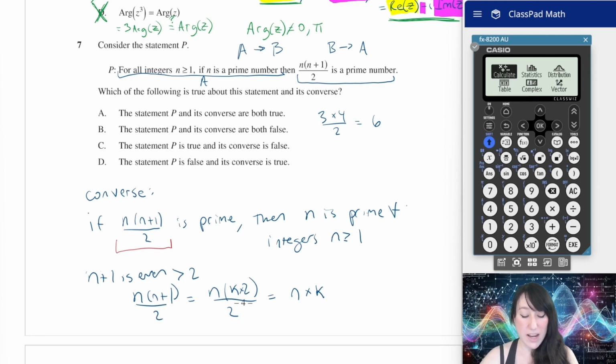So the converse is actually true, because n times (n plus 1) over 2 is prime only when n is 2, and in that case n and that thing are prime, and there are no other times where it needs to be tested to be true. So we can say that the answer is D. We know the statement P is false, but its converse is true.